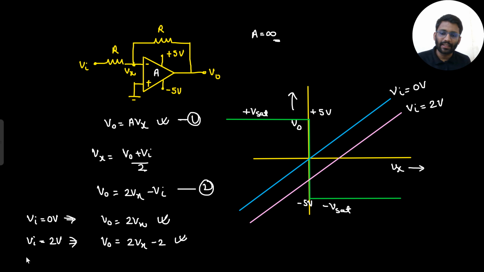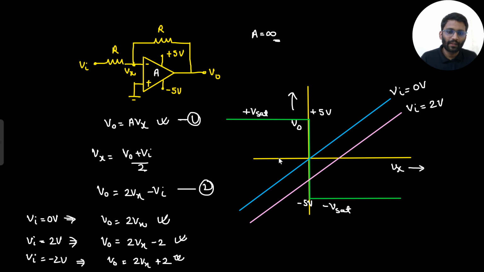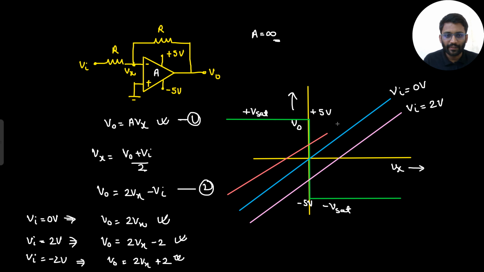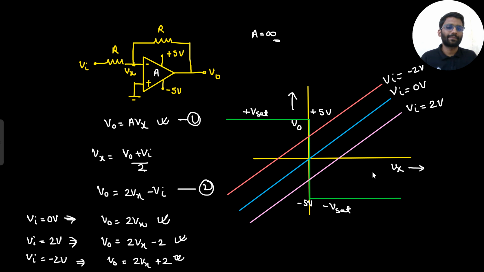What if I was asking for V in equals minus 2 volt? What would be the graph? V naught equals 2Vx plus 2. So it will cut the y-axis at plus 2. So this is the graph for V in equals minus 2 volt. What do you see here?